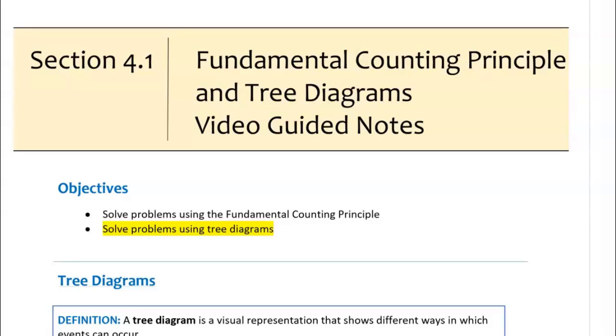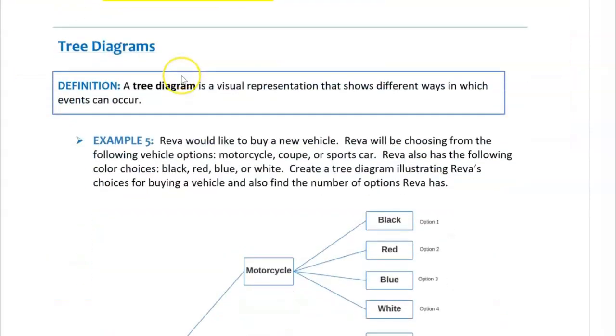Section 4.1, Fundamental Counting Principle and Tree Diagrams, Video 2. We will go over the following objective: solve problems using tree diagrams. Tree diagrams. Definition. A tree diagram is a visual representation that shows different ways in which events can occur.